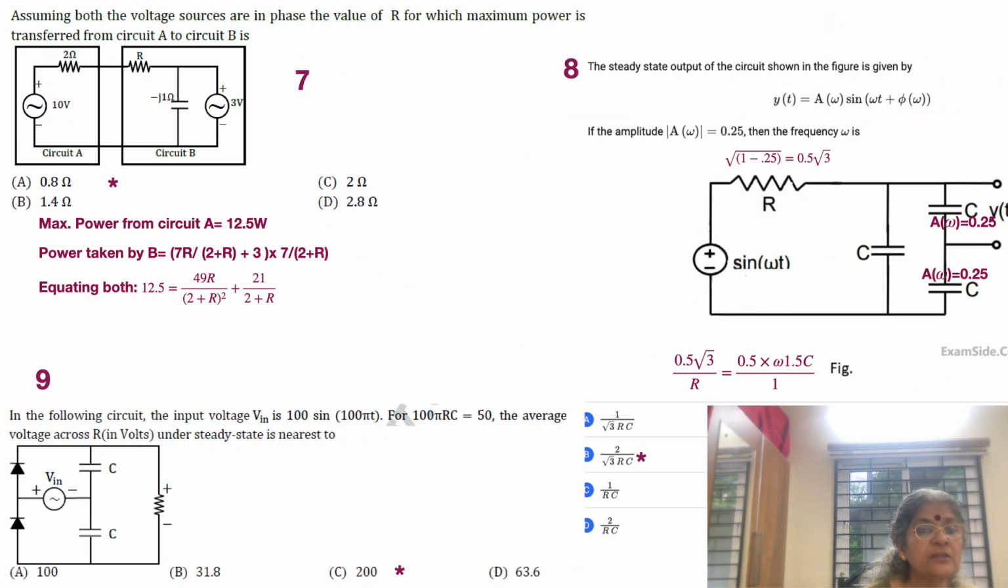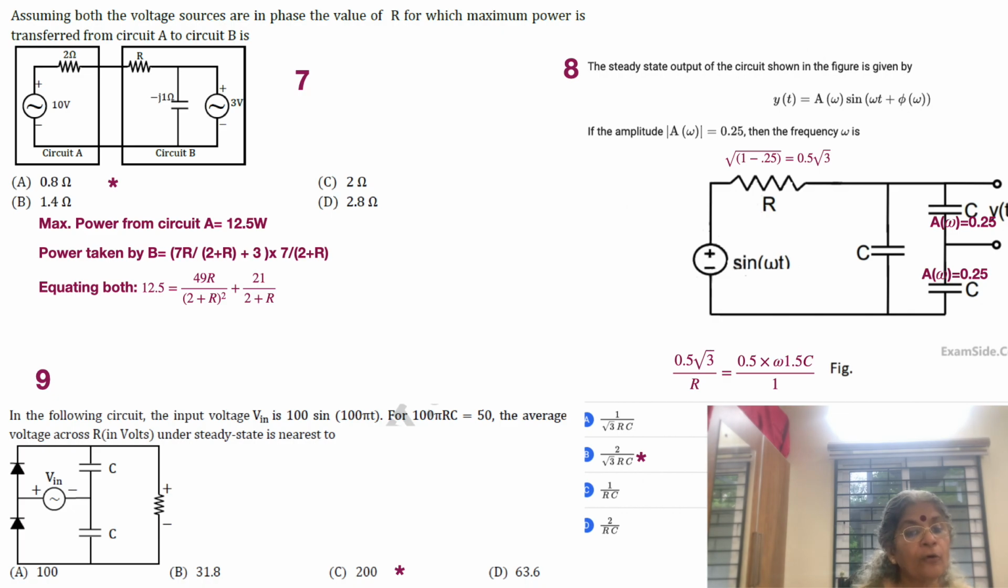In other words, the maximum power that can be transferred from circuit A is equal to V square by 4R. V square is 10 square, divided by 4 into 2, which gives us 12.5 watts. So this is one part of the problem.